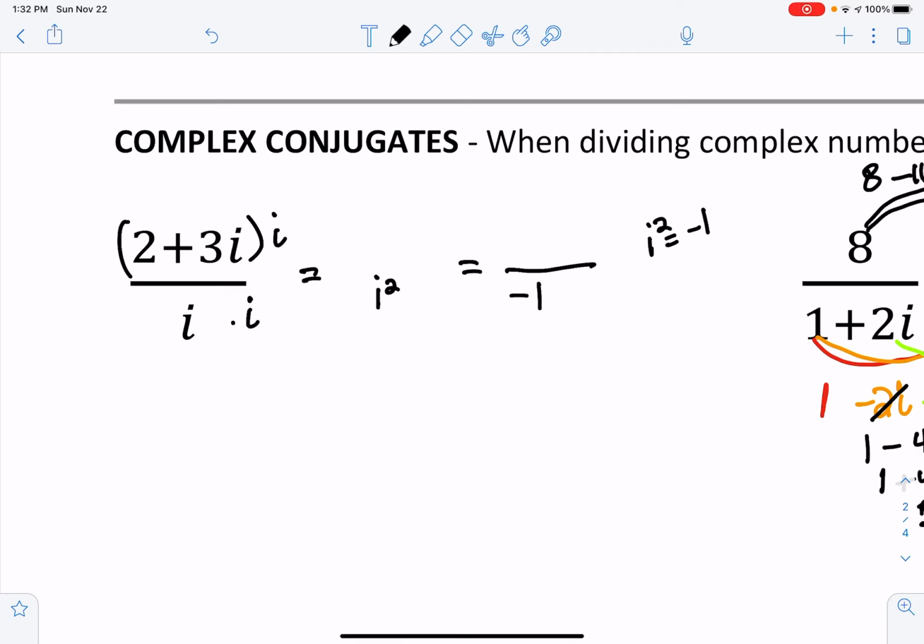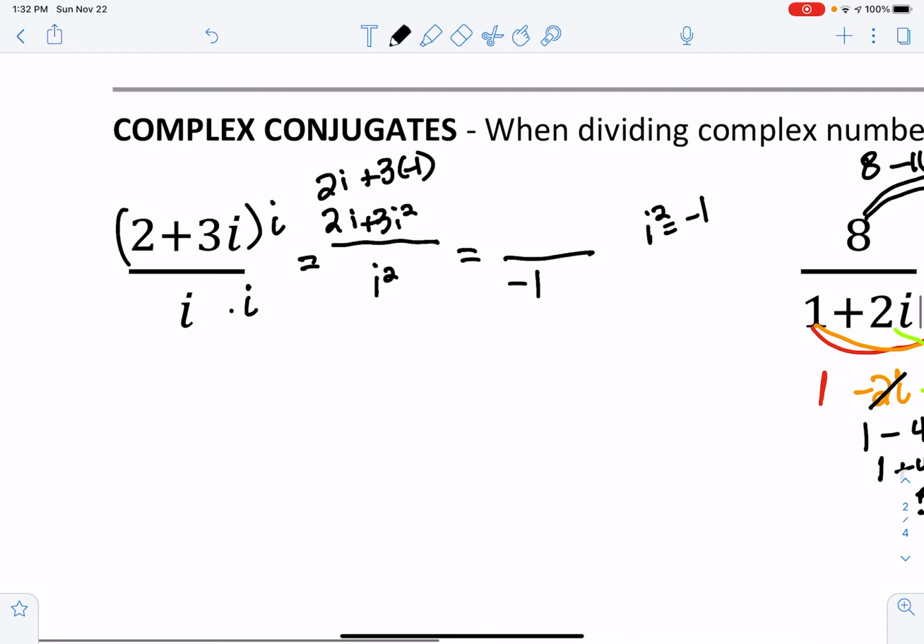And therefore, we no longer have a negative, or we no longer have an i in the denominator. So now we're going to distribute. It's going to become 2i plus 3i squared. But remember, 3i squared is -1. So if you think about what standard form is this time, this is going to turn out to be -3 plus 2i, and that's going to be your numerator here.